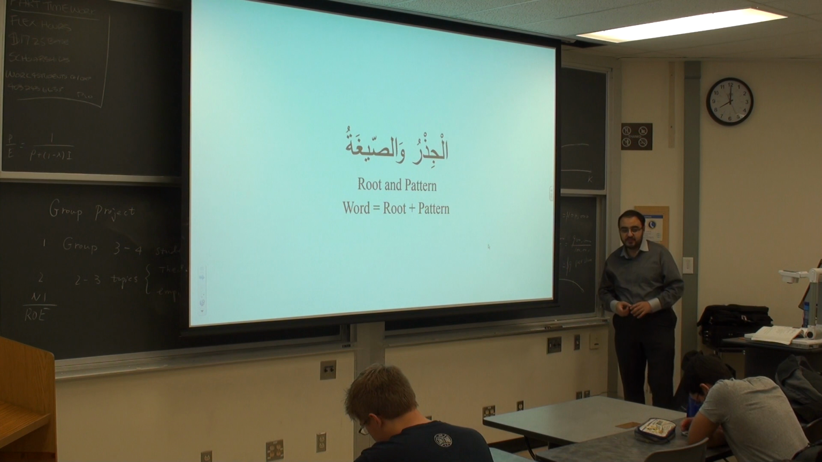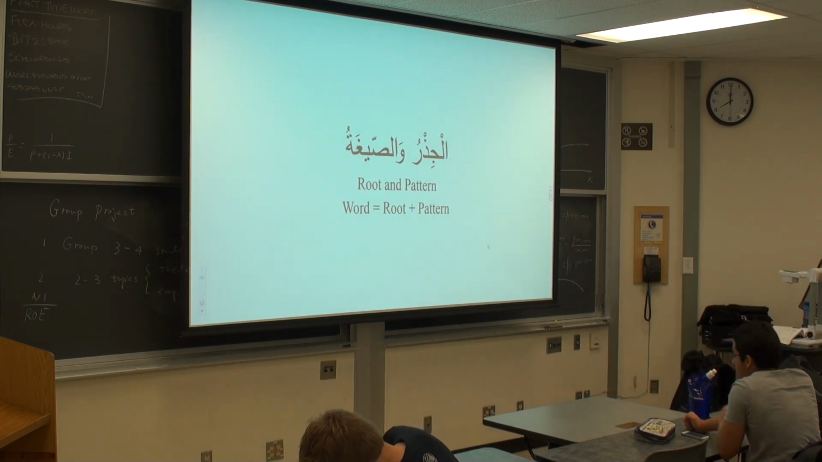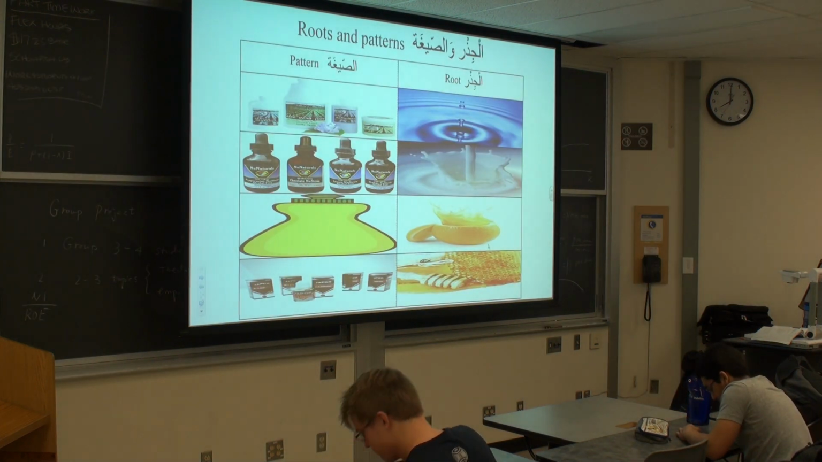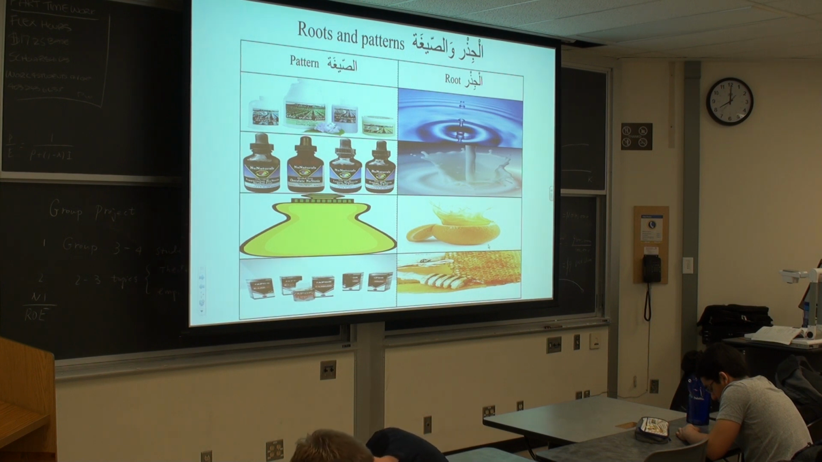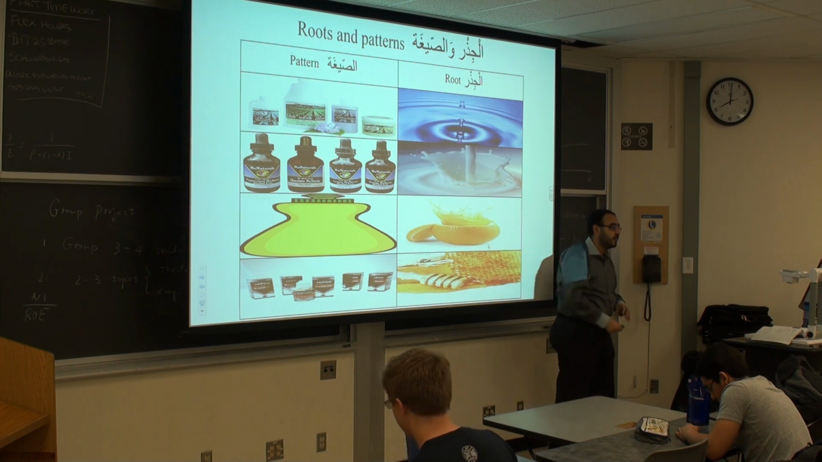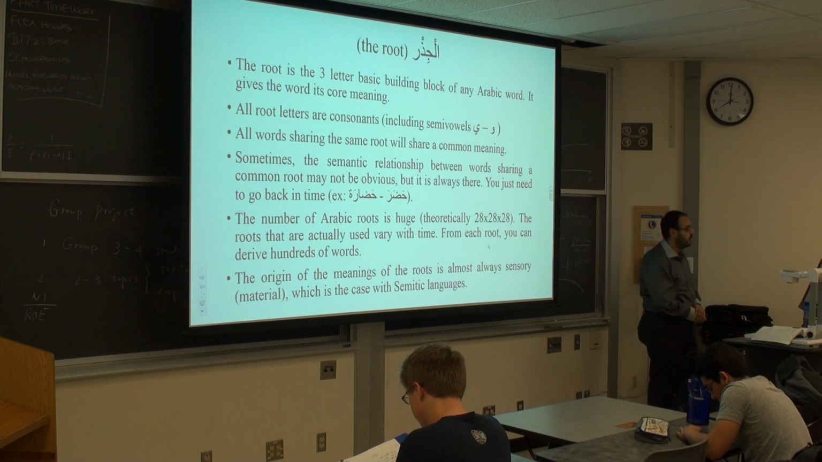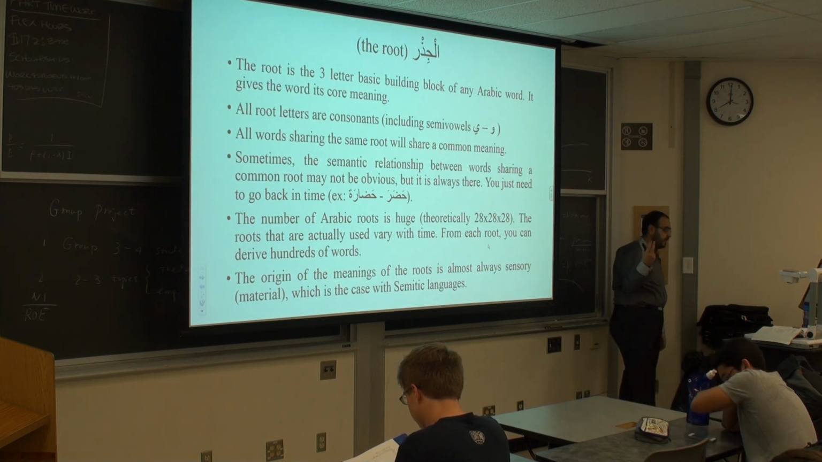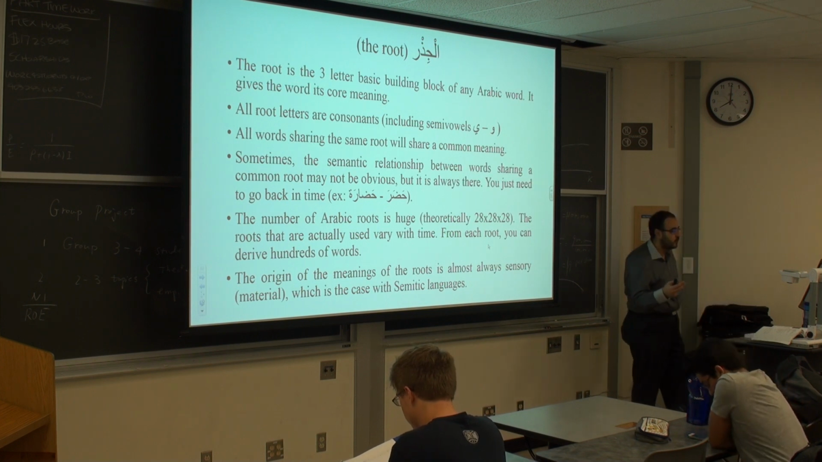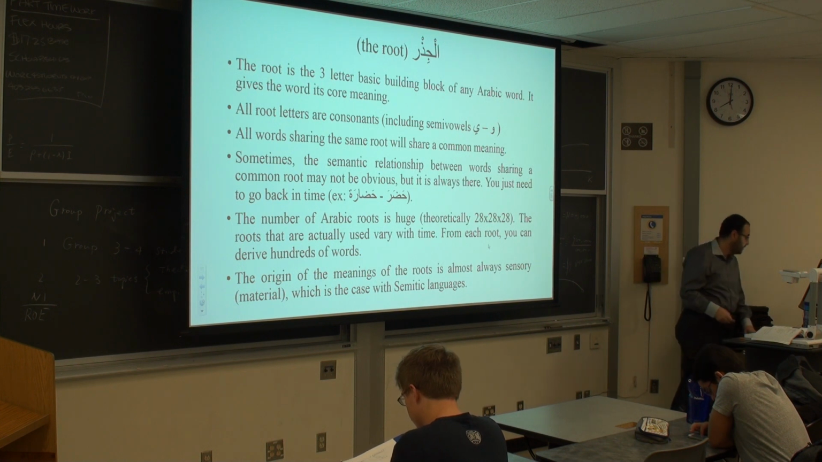صباح الخير، كيف حالكم? We'll quickly review first our root and pattern that we did yesterday. Just remember the root, it's like the liquid, the pattern gives it the external shape. The root is the three-letter basic building block of any Arabic word. All root letters are consonants. All words sharing the same root will be sharing common meaning. So the root is what gives the word its core meaning.